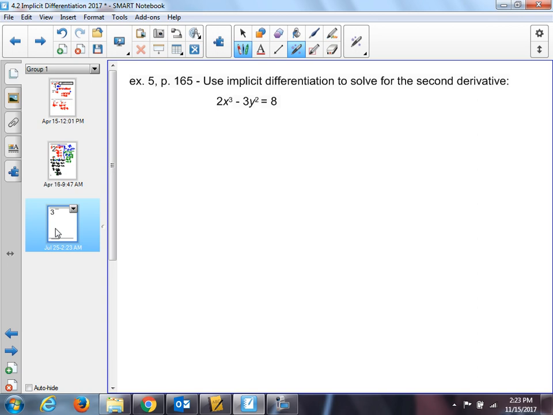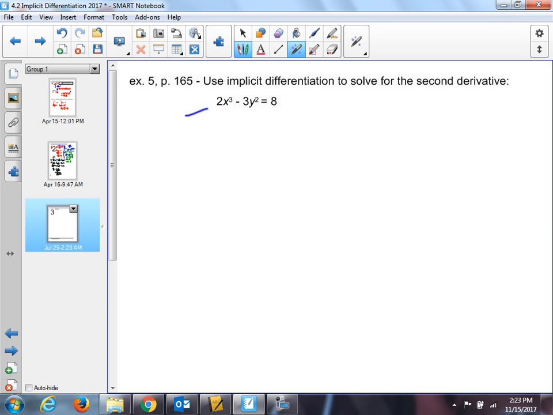Let me see here. Okay, 2x cubed minus 3y squared equals 8. Now, if it doesn't involve a square root, you can solve these for y, but this, if you solved it for y, it involves a positive and a negative square root. Don't solve it then. And actually, I find implicit differentiation easier than working with square roots.